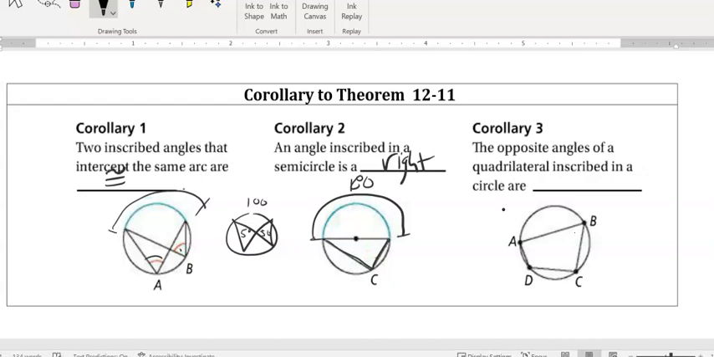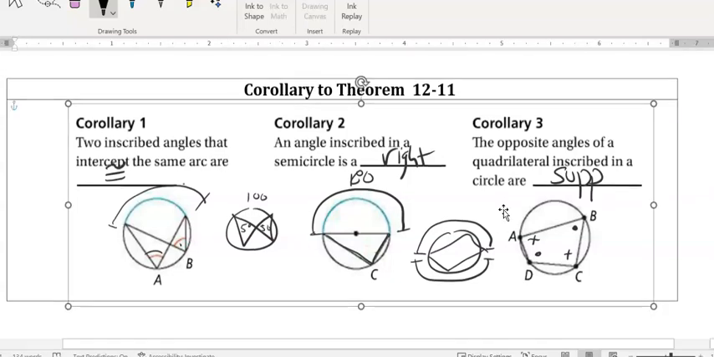And then lastly, we just talked about why this works, but the opposite angles inside of a quadrilateral that's inside of a circle are going to be supplementary. They add to be 180. And I showed you why that was. This angle is going to go to this arc. The other angle is going to go to the other arc. And since it covers the whole circle, which is 360, half of that would be 180. Questions?